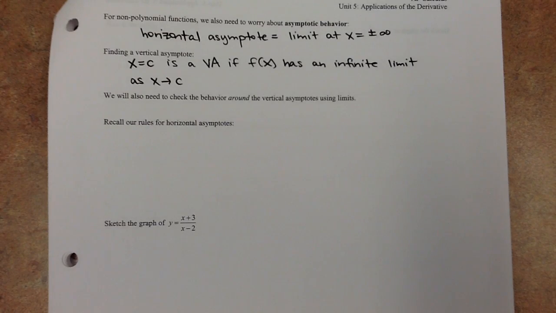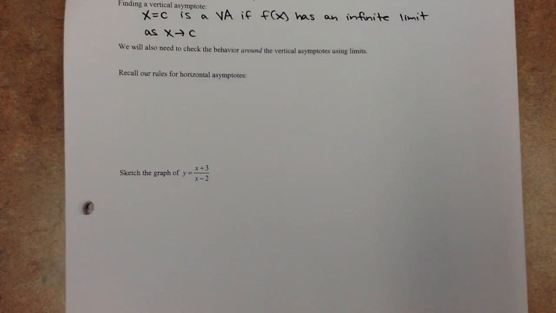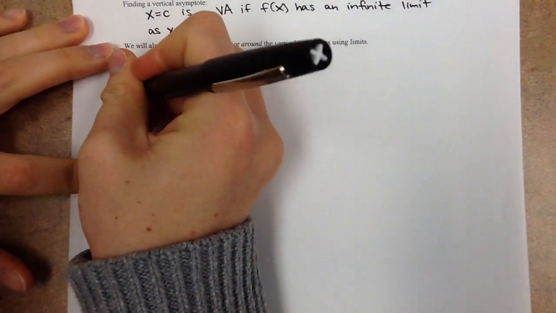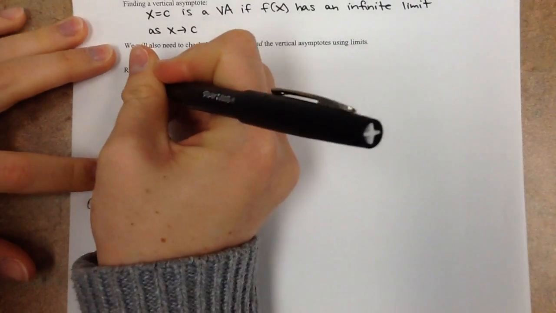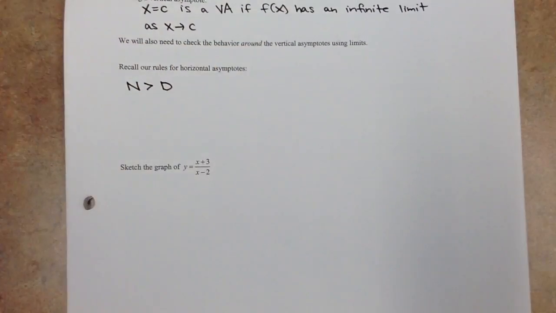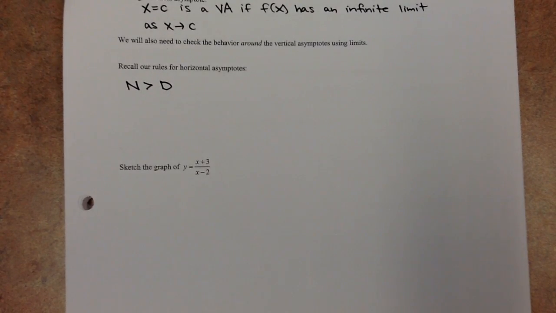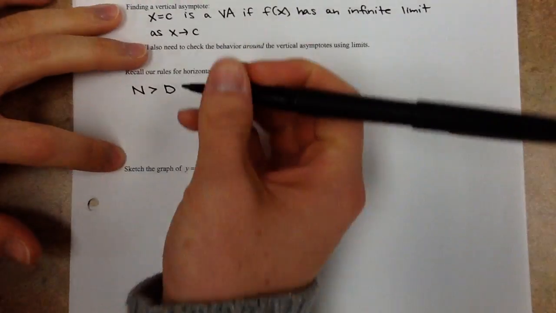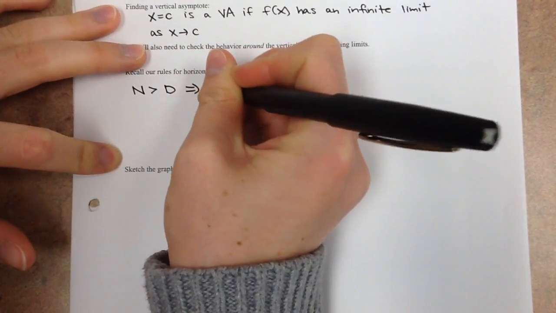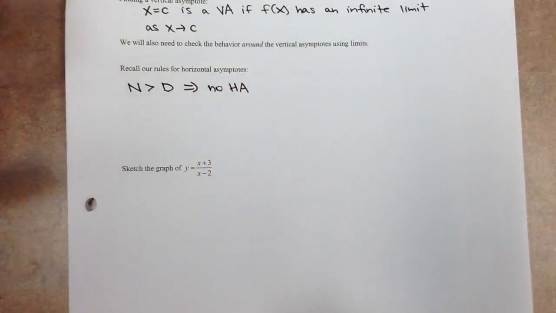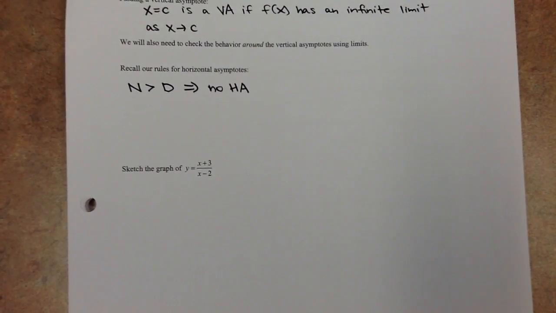So remember, our rules for horizontal asymptotes have to do with the degree of the numerator versus the degree of the denominator. So I'm going to do some kind of shorthand here. Let's say that the degree of the numerator, we'll denote that by n, is greater than the degree of the denominator. So say you have like an x cubed in the numerator and you have just an x in the denominator. If that's the case, then you don't have a horizontal asymptote at all. There's nothing that our graph is approaching as x approaches positive or negative infinity. You may have a slant asymptote, but like we said at the beginning of the year, that is only something that you guys will ever do in pre-calc.